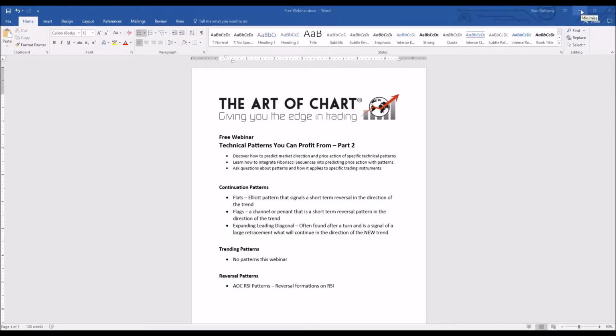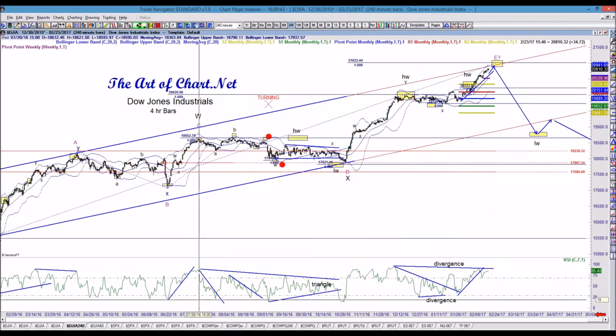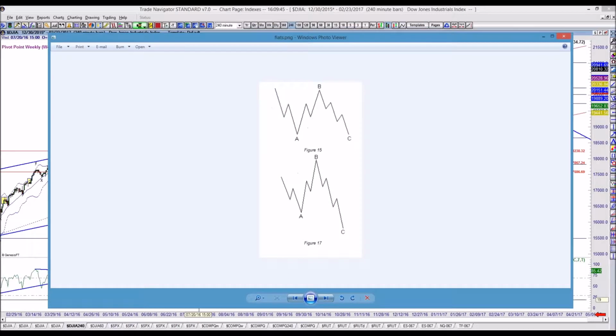Nope, let's go. Okay. We're going to talk about flats first. Let's get into it. This is what a flat typically looks like. This is what I would call the origin. So we have an impulse coming from down here. Here comes the impulse. We hit this point here. We reverse. We do an A. We do a B. And then we do a C. The C is usually lower than A.